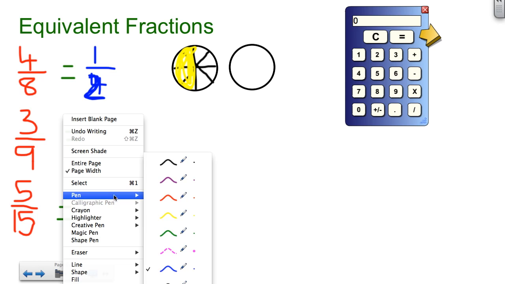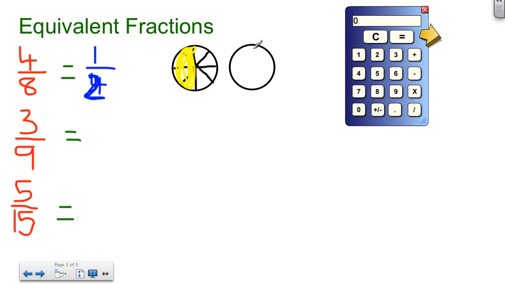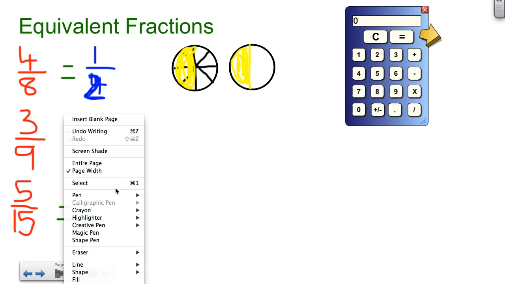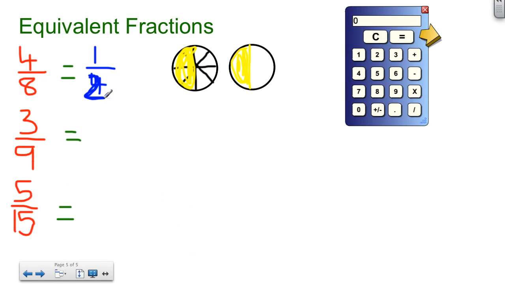Then when we have a look at the other one, that shape needs to be divided into 2 because the denominator is 2. How many sections are shaded? It is the 1 section there that is shaded. Do you see how these two fractions, although they look different, are equivalent because they are equal? Remember that equivalent comes from the word equal, so they are equal fractions. Even though they look different, we've simplified this one to a more basic level.